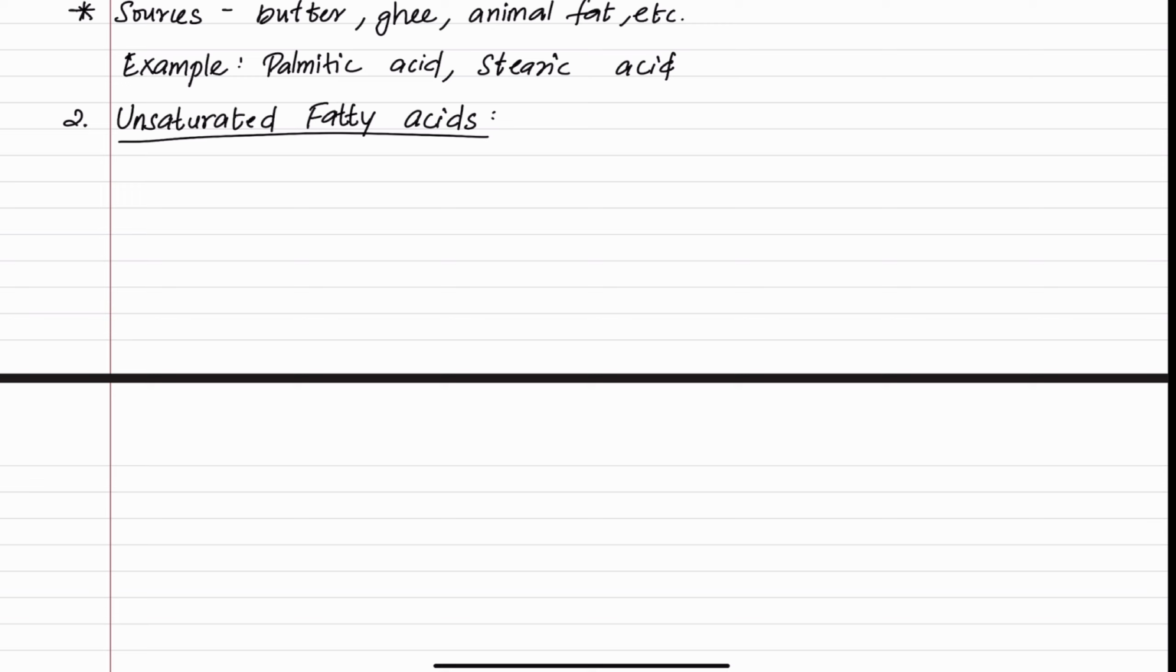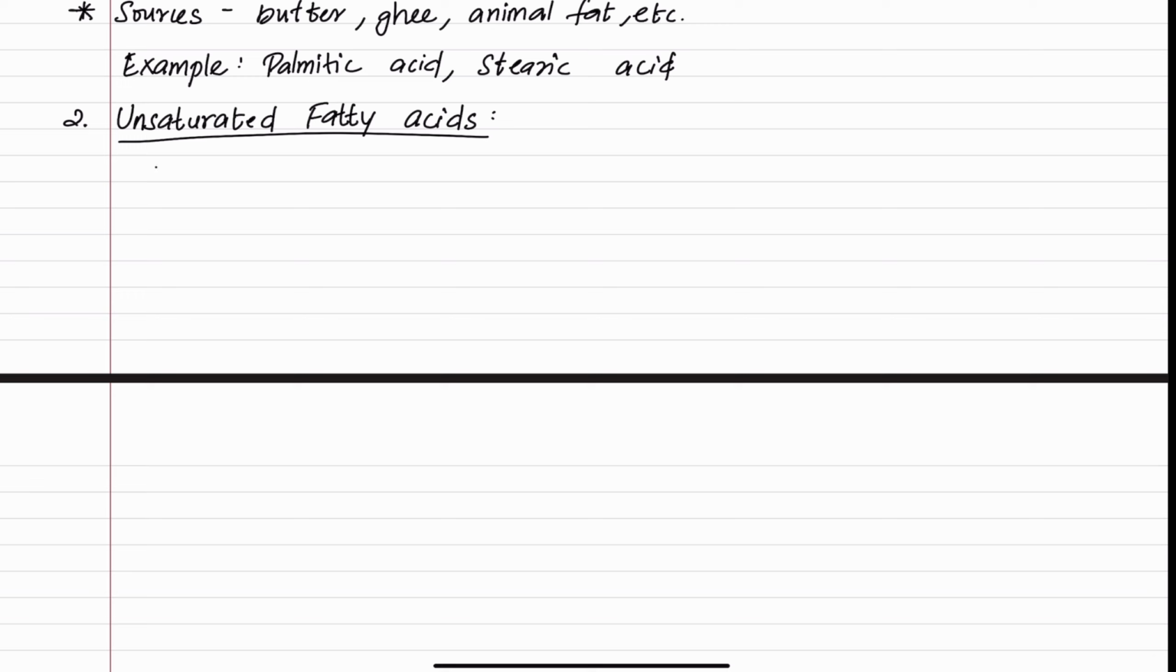So, an example for monounsaturated fatty acid would be oleic acid, which is 18:1. Some of the sources that contain monounsaturated fatty acid would be olive oil, avocado, nuts, etc. On the other hand, polyunsaturated fatty acids have linoleic acid, alpha-linoleic acid, and arachidonic acid as examples. Sources for polyunsaturated fatty acids would be fish oil, flax seeds, sunflower oil, etc.